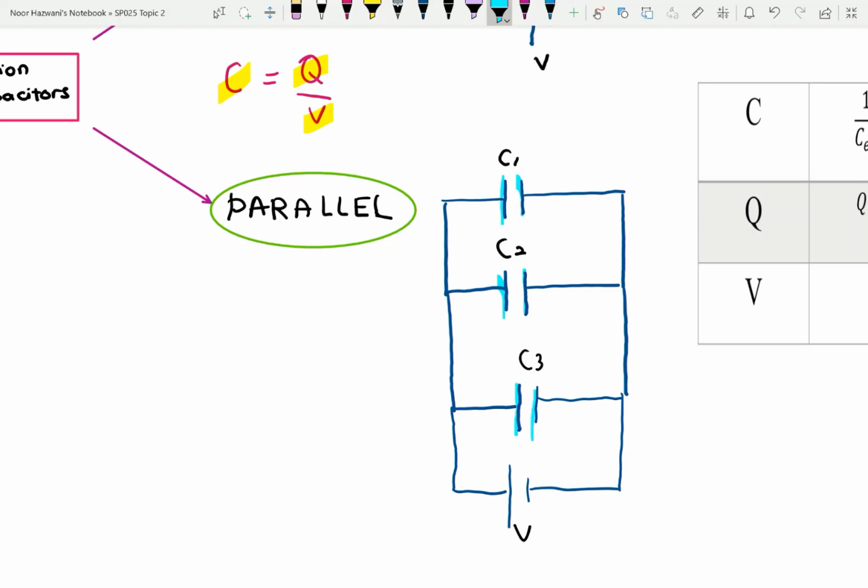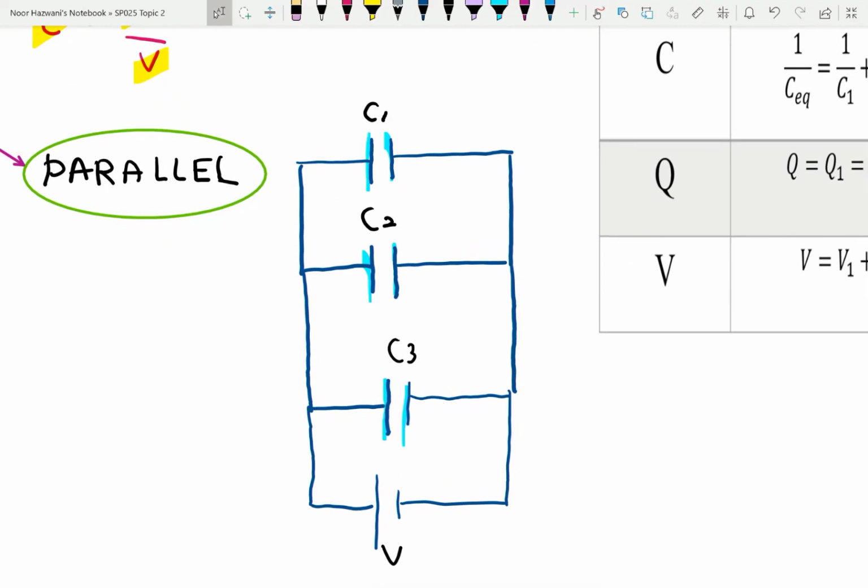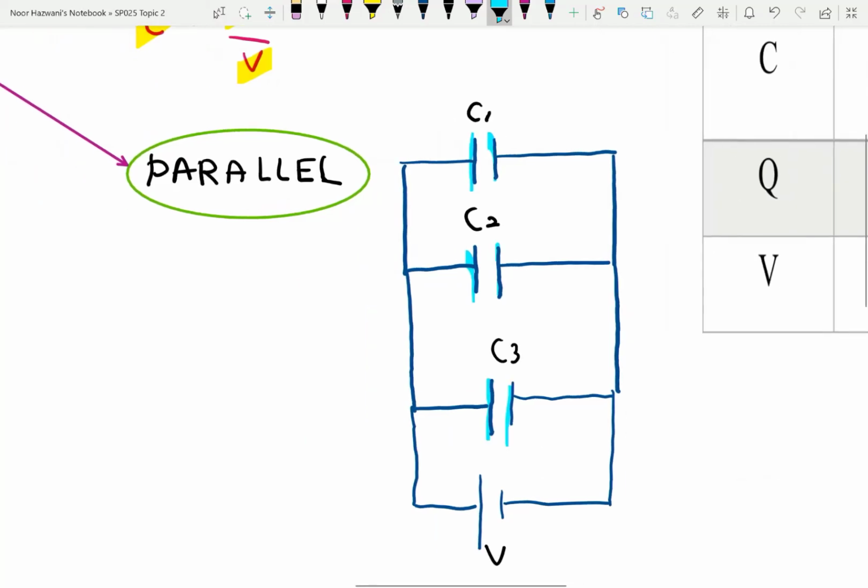Okay, biasanya student sangat familiar bahawa ataupun sangat faham kononnya parallel kalau disusun atas bawah itu memang confirm lah parallel, tapi sebenarnya tak. Contoh lah kalau I buat macam ni, contoh lah ini C1.